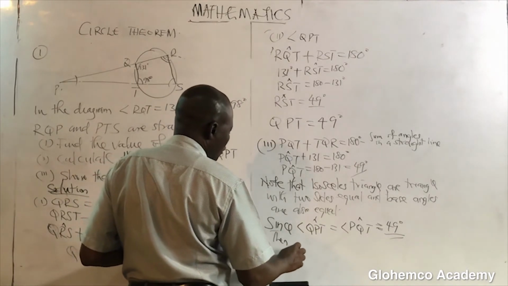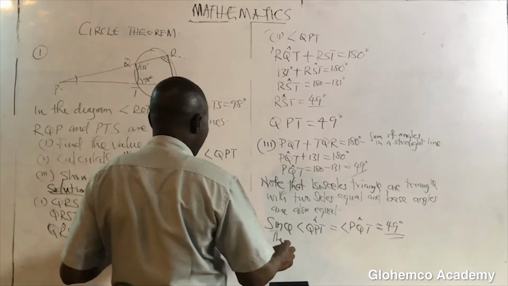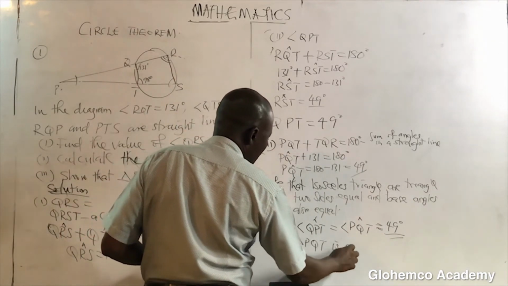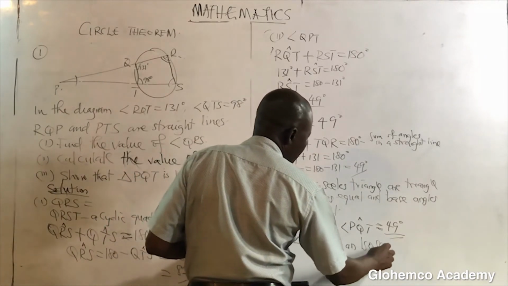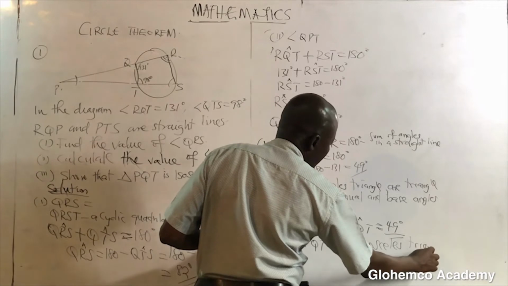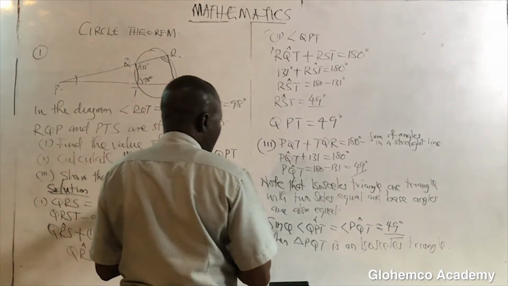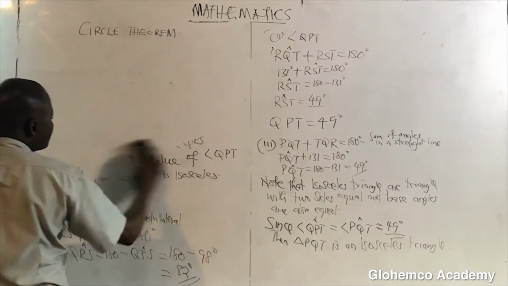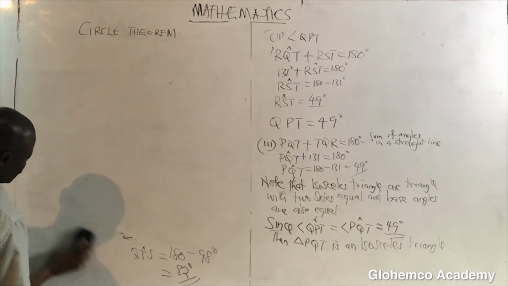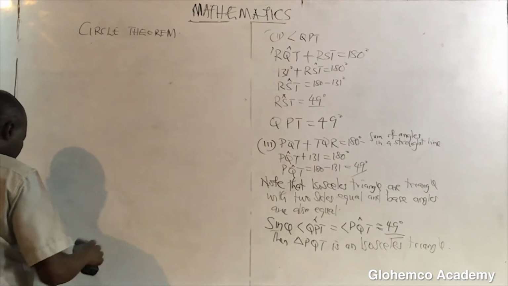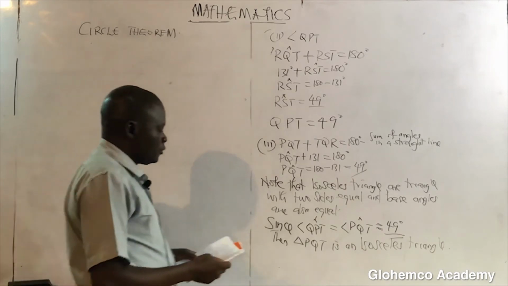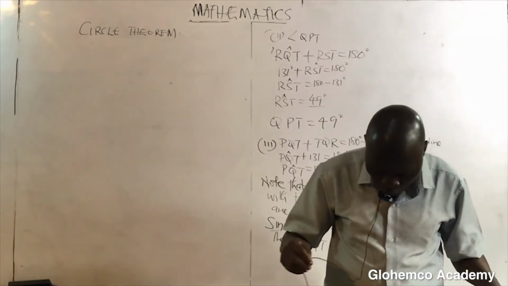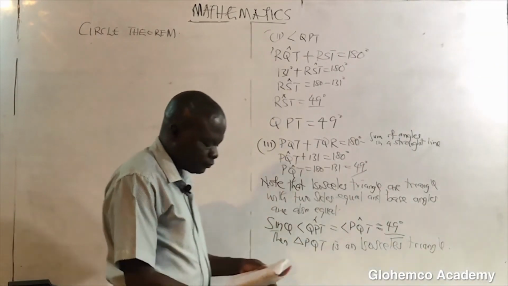Then what do I have to conclude? Triangle PQT is an isosceles triangle, and that is what you are asked to prove over there. So that is that, and that is the first thing that we have to solve. Then we will now go ahead with other calculations.